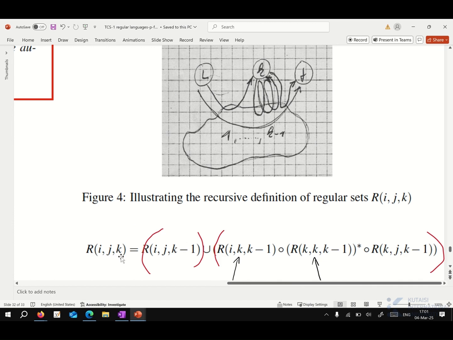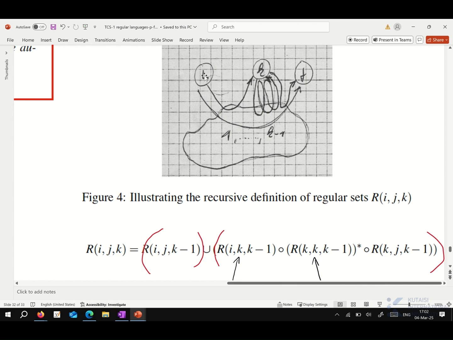So R(i,j,k), just one more time, is the words that start with I and end in J. They start you at state I and end you in state J, but all the states in between are less than or equal to k. So how can they be described? Let's look at the picture now. This is I, this is J. Either you start at I and you end in J without ever touching k, then all the states you're passing are from 1 to k minus 1. You cannot exceed k minus 1 if you're not even reaching k.